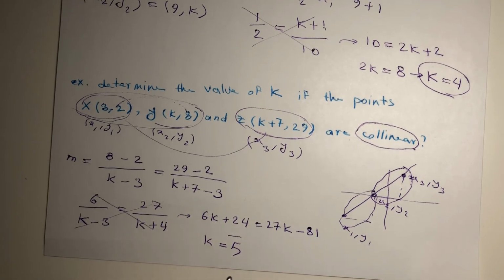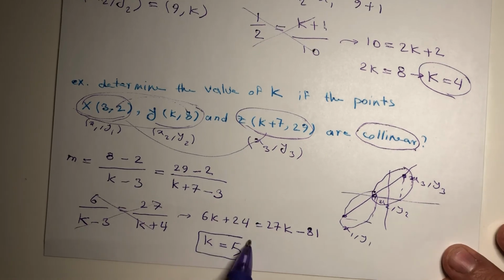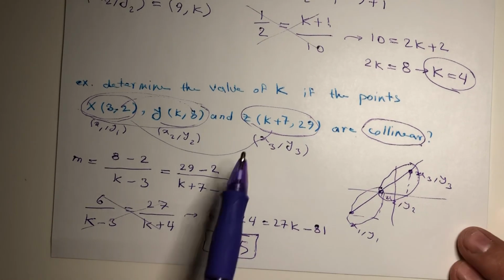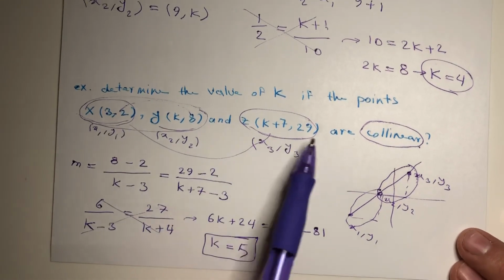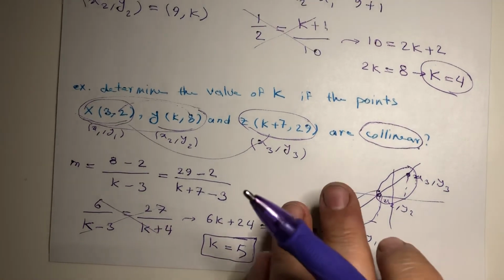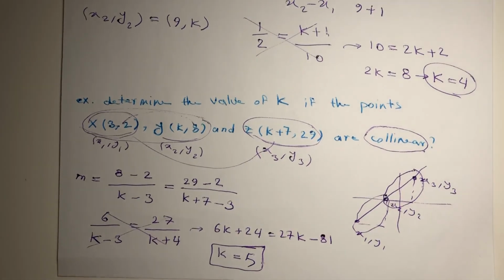K would be 5. So if you put k equal to 5 in these points, then all of these 3 points will be on the same line.